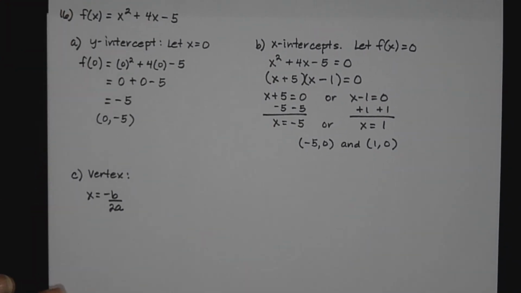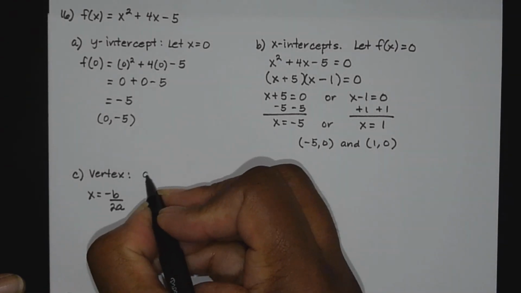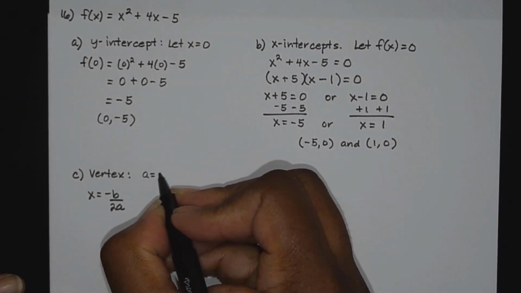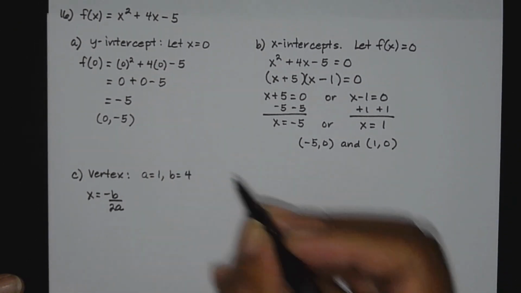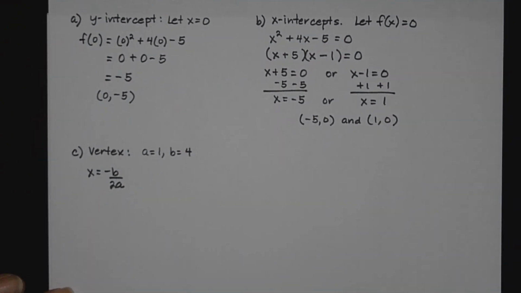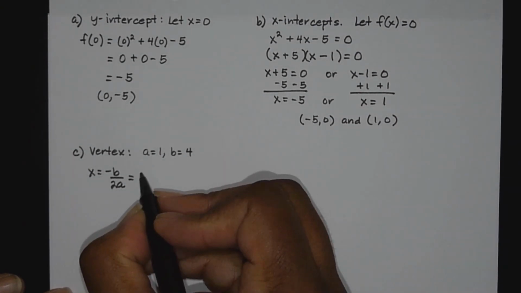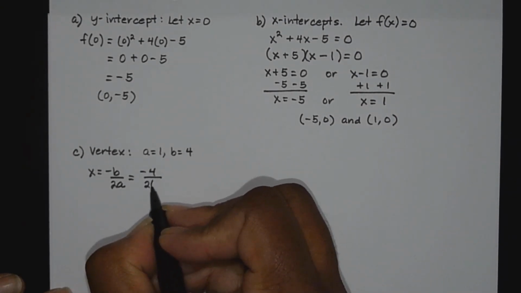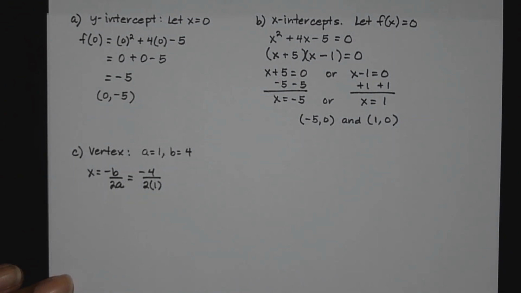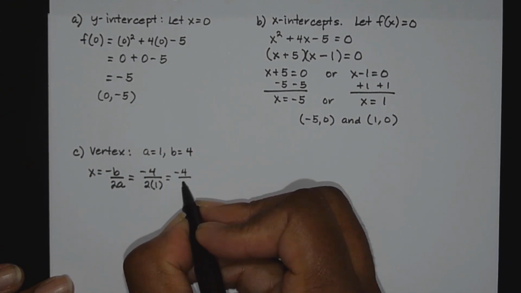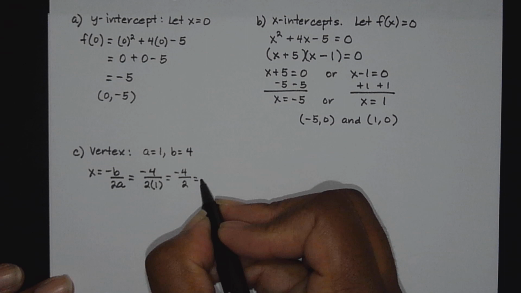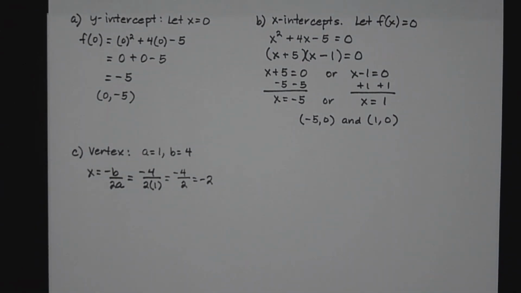Now, we need to identify a and b. Our a is the coefficient of the x squared term. In this case, that's the understood 1. The b is the coefficient of your x term. That's 4. So using x equals negative b over 2a, we'll substitute the b with 4. It'd be negative 4 divided by 2 times a, which is replaced with 1. So negative 4 on top, then 2 times 1 is 2. Negative 4 divided by 2 is negative 2. So the x-coordinate of your vertex will be negative 2.